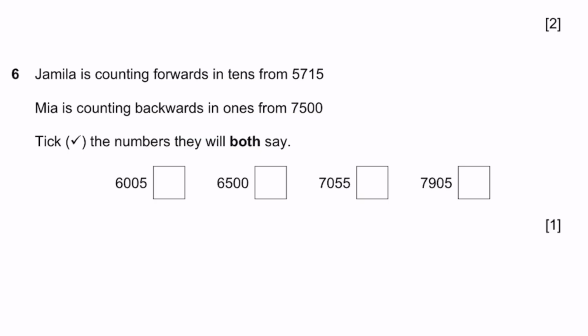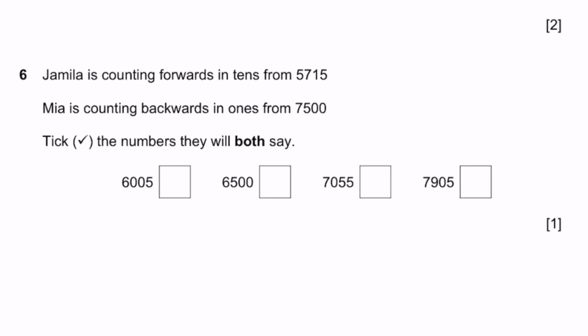Question 6. Jamila is counting forwards in tens from 5715. Mia is counting backwards in ones from 7500. Check the numbers that they will both say. So if Jamila is counting forwards in tens from 5715, that means when we add 10 all the time, the ones will stay the same. So that means every number which is greater than 5715 and has a 5 at the end, all of the numbers will be counted by Jamila. And Mia will count every single number which is less than 7500 because they're ones.